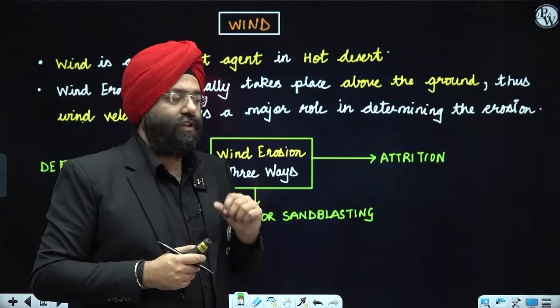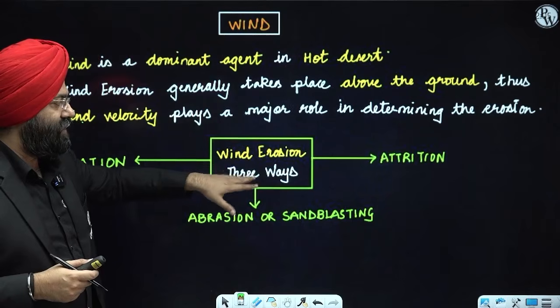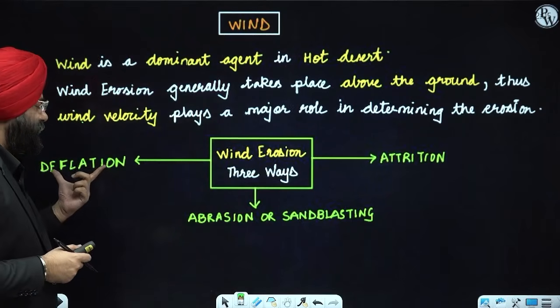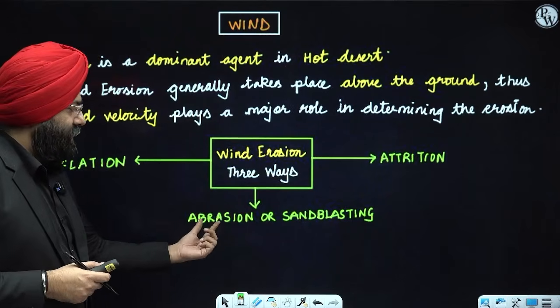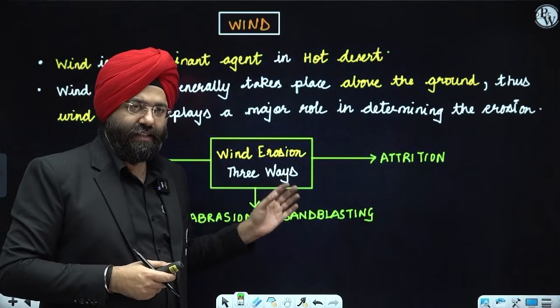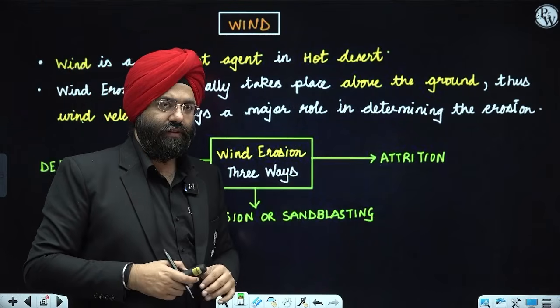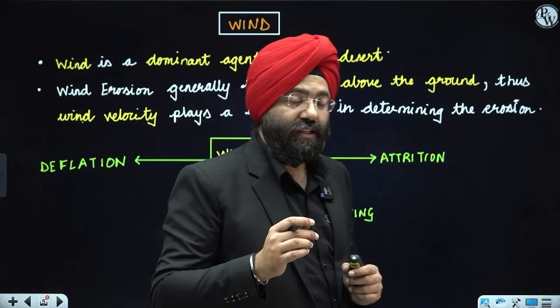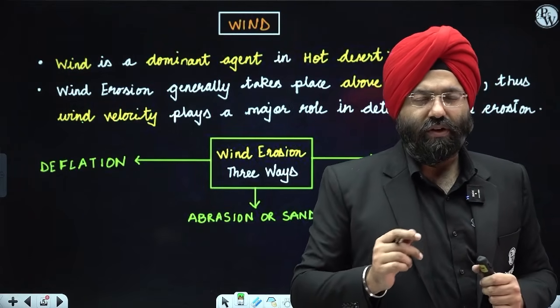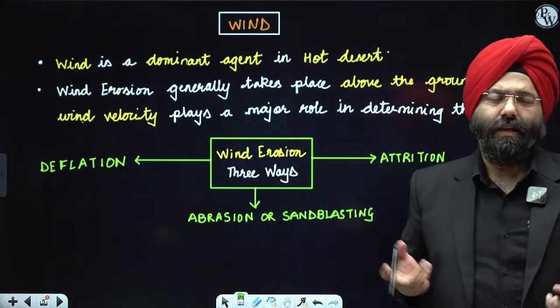The wind erosion basically takes place through three ways. First is deflation. Second is abrasion or sand blasting, as it is called. Both words can be used. Third is attrition. Now, these words have been asked in the civil services also, in the prelims, as well as PCS multiple times.